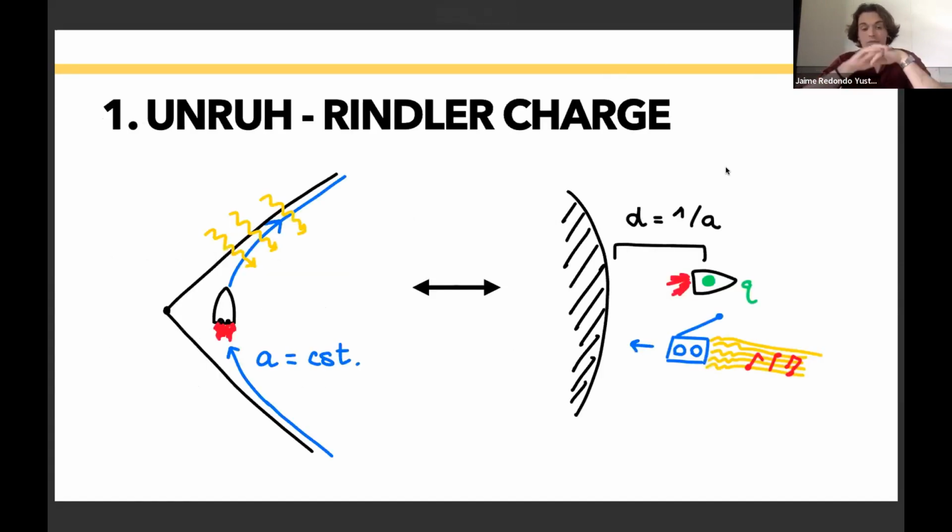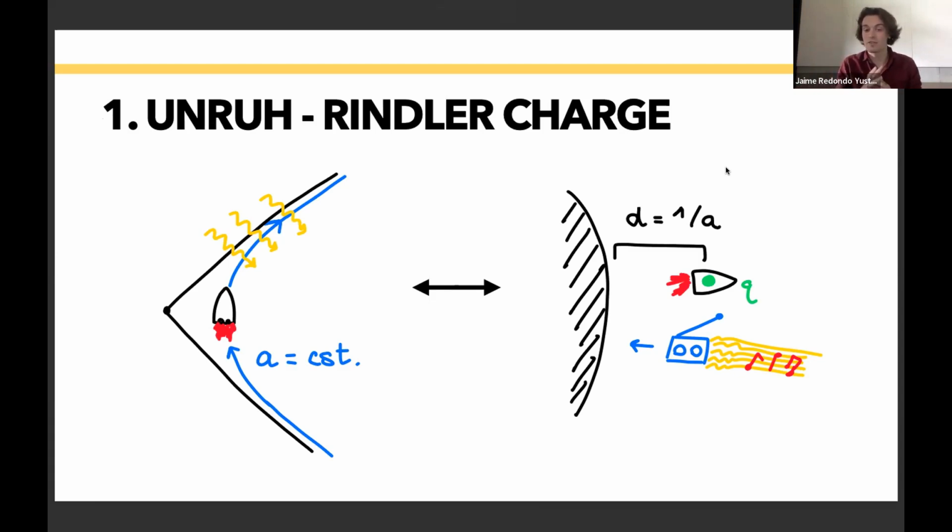So this is the first picture that I want to draw here. On the left-hand side, we have the usual picture that one has in mind when thinking about the Unruh effect, which is a rocket with some constant acceleration, and inside we place a detector. And this detector, because it's in constant acceleration, will detect a thermal bath with a temperature that is related to the acceleration. This is more or less dual to the picture on the right-hand side.